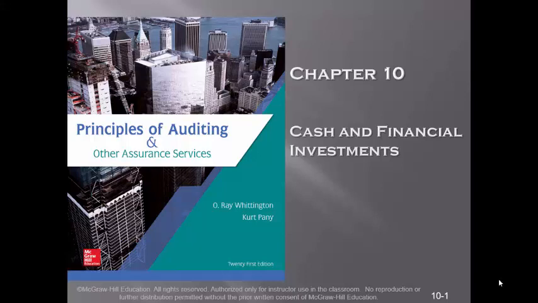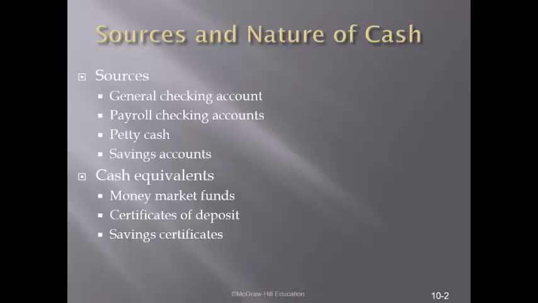Chapter 10, Cash and Financial Investments. Most companies have at least two checking accounts, one for the general expenses of the business and a payroll account used just for paying the employees. A petty cash fund is used to pay for small items and is maintained on an imprest basis.